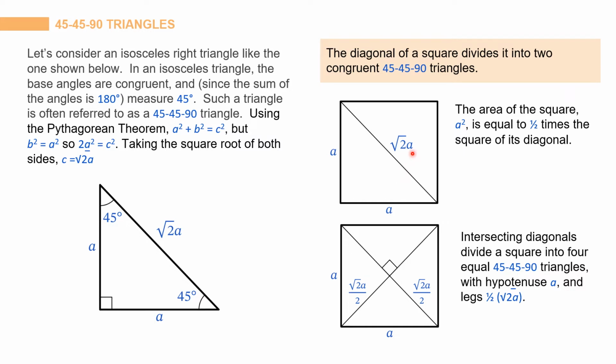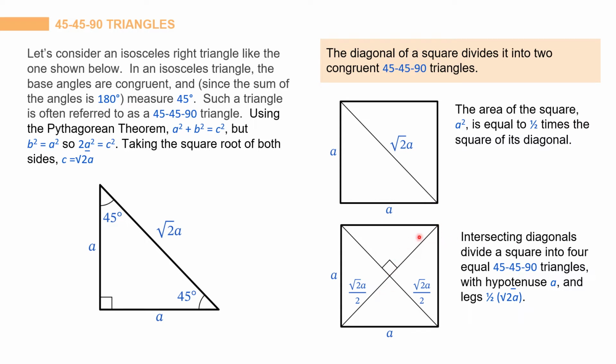The area of the square we know is a squared. Note that this is equal to 1/2 times the square of the diagonal. So if there's ever a problem where you're given the length of the diagonal, you don't have to go back and calculate the sides to find the area. Just realize that the area of the square is equal to 1/2 times the square of the length of that diagonal.